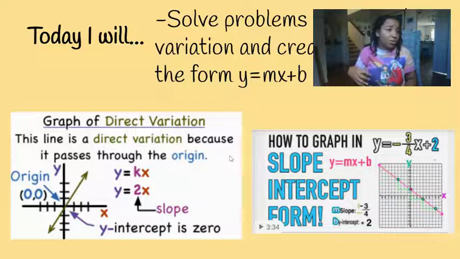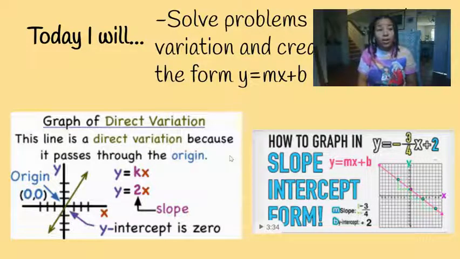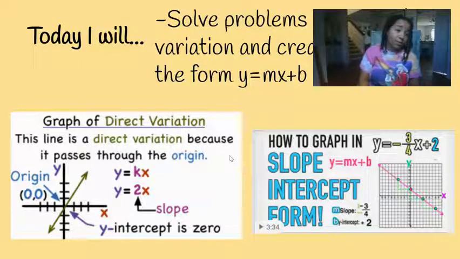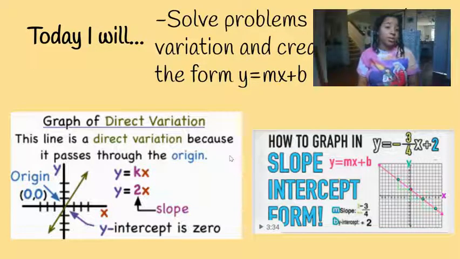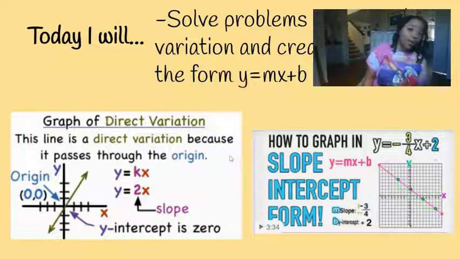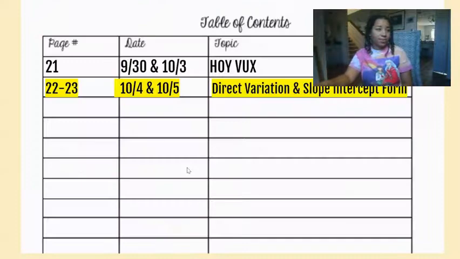The line is direct variation because it passes through the origin. You have a slope. The y-intercept is 0, or I say you don't have one. You don't have a starting point. Now, how to graph: you do y equals mx plus b, which is slope-intercept form. You have the slope, which is the m, and you have the y-intercept, which is the b. Okay, all review from last year.